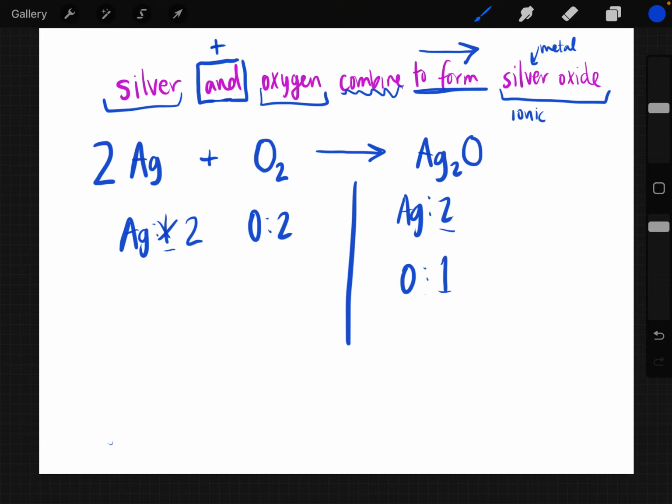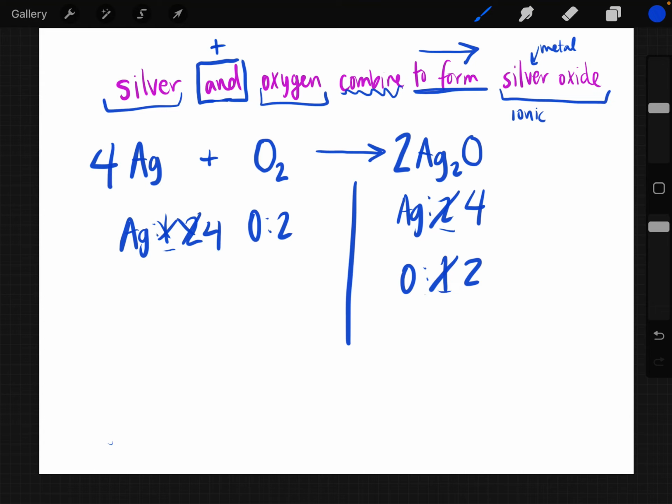Now I can move on to my oxygen. On the left, I have 2 oxygens. On the right, I only have 1 oxygen. So on this right side, I put a big 2 there. That's going to make my oxygen become 2. And now, by association, my silver is going to have 4. So my oxygen's happy, but now I need to go back and look at my silver. Is my silver even on both sides? No, it's not, because I have 4 on the right and 2 on the left. So I'm going to multiply that by 2 to make it 4, and that becomes 4. And now everybody's happy.